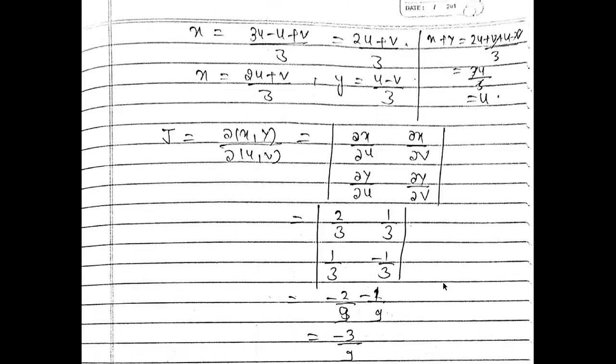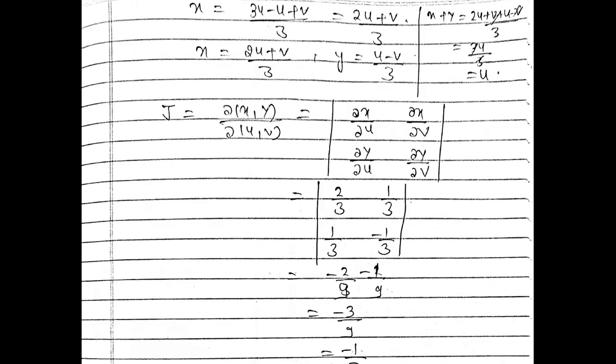So u squared, that means (x plus y) whole square, so u squared upon 3 du dv. Now we need to find the limit of u and the limit of v. So just see your figure.